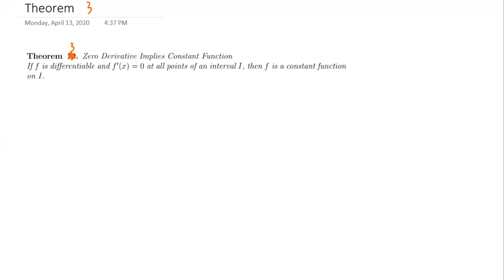Okay. So what does this theorem say? If f is differentiable, so first assumption, and f prime of x, so its derivative, equals 0 at all points of an interval I. Right, so those are the two assumptions. f is differentiable, and the derivative equals 0 on the whole interval I. Then what can we say about f? Then it must be the case that f is a constant function.